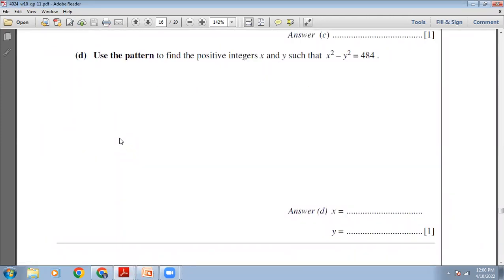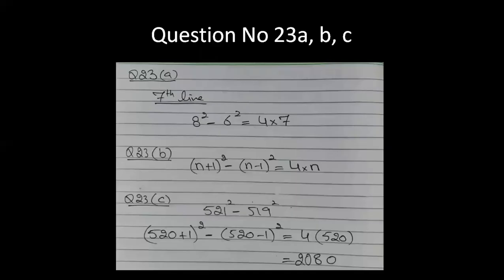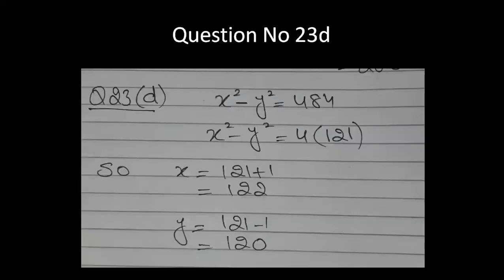Okay, the last part. He says use the pattern to find the positive integers x and y such that x square minus y square is equal to 484. So divide this 484 by 4 and you will get 121. 4 multiply 121 is 484. So according to the pattern, x is 1 more than 121. So it will be 121 plus 1, that is 122. And y is 1 less than 121, and that will be 121 minus 1. And that will be 120.